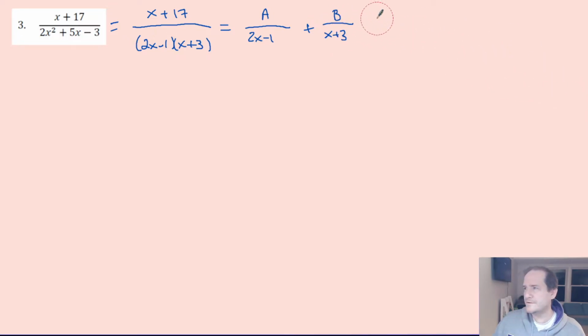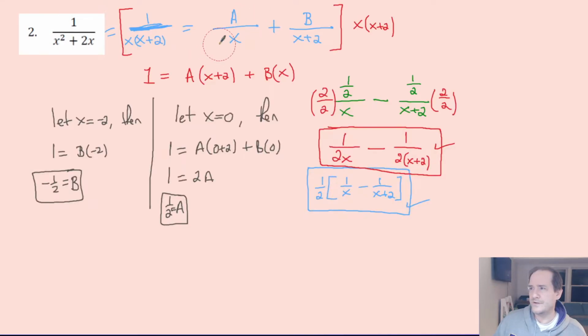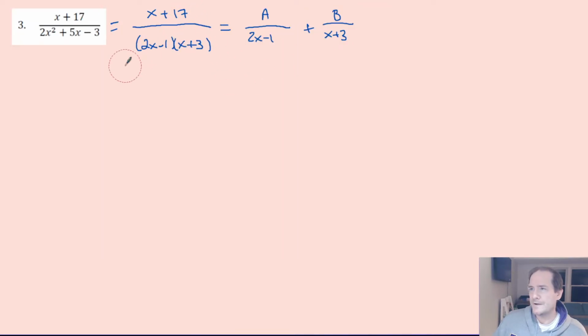At this point, you probably understand that we're multiplying through by the LCD. So you don't have to show it, right? I was showing it because I'm the teacher trying to make sure you understand. You don't have to show this. If you understand what's going on, then just do it. So this would become just the x plus 17. This would be a times the x plus 3. And this would be the b times the 2x minus 1.